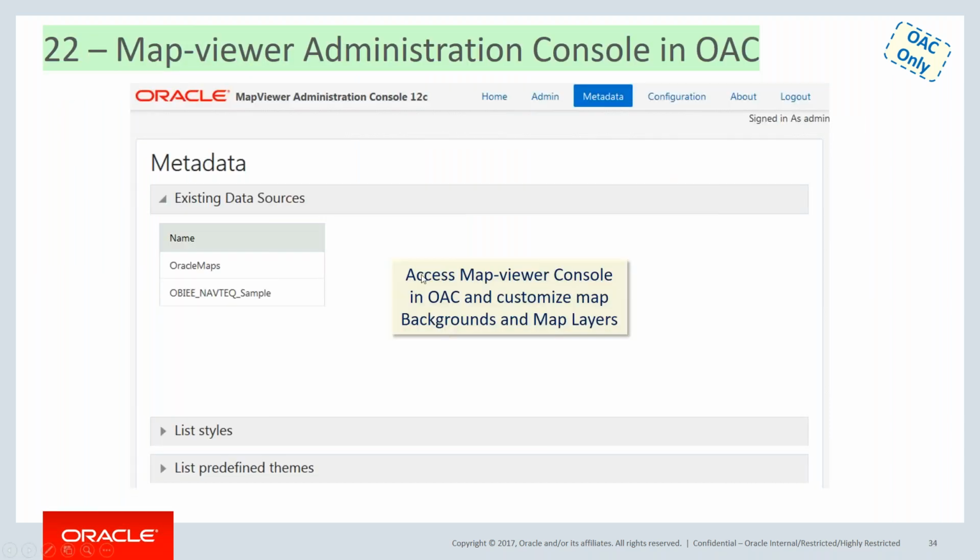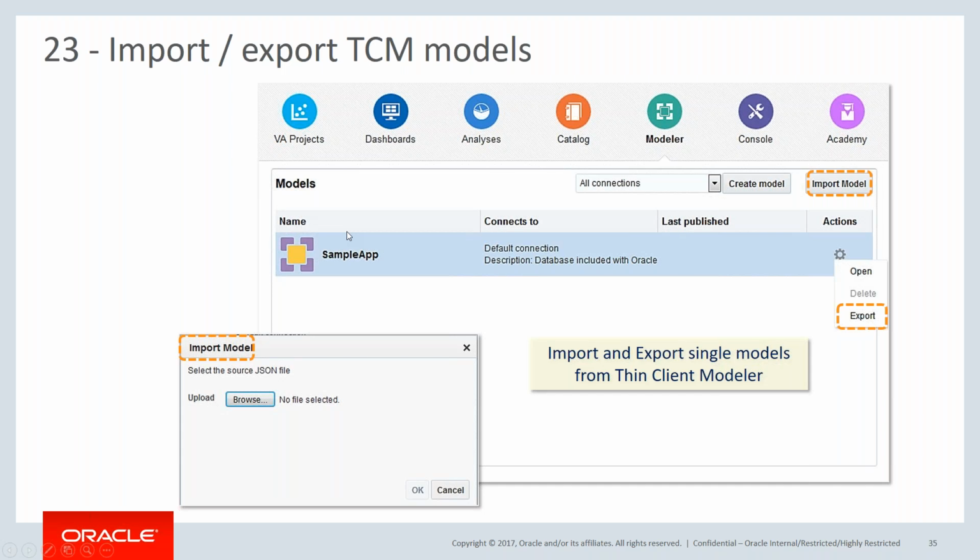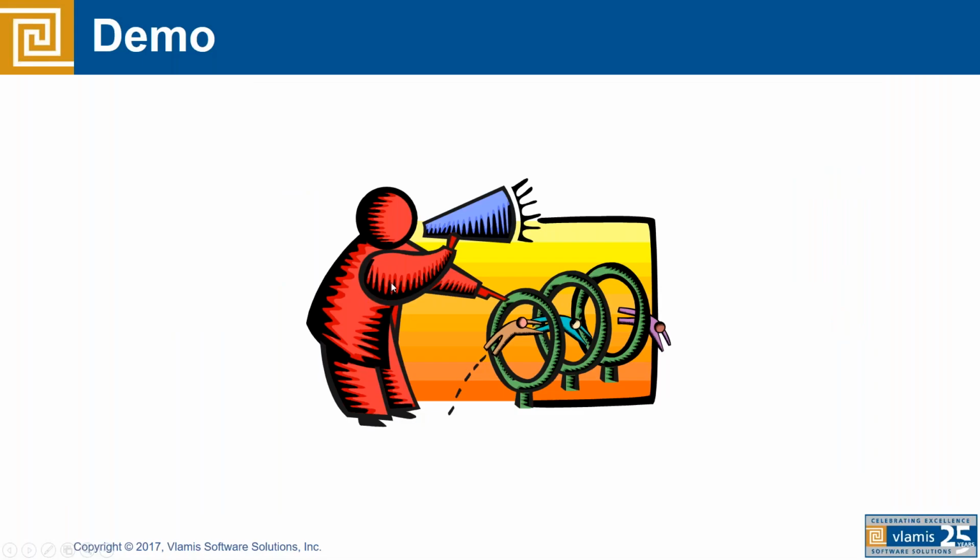We also now have the Map Viewer Administration Console in OAC. This is kind of Oracle's continuation of putting some of the stuff that you had to go to in the Classic Edition. Now you have it available in the DV stuff to be able to, for instance, get at map views. We'll try and show that. You can also import and export your thin client modeler stuff, for moving them, for instance, between servers. We use these as we work in various development environments.